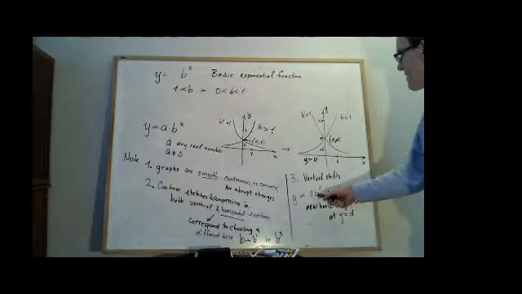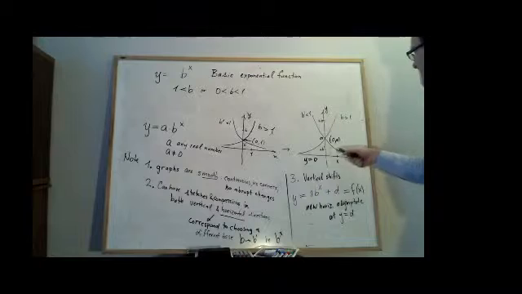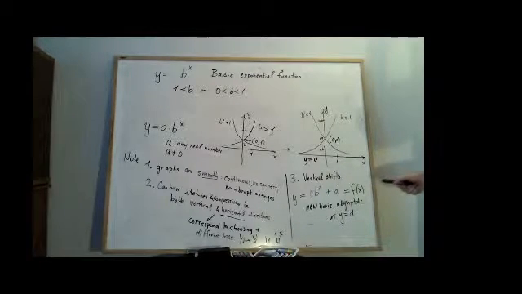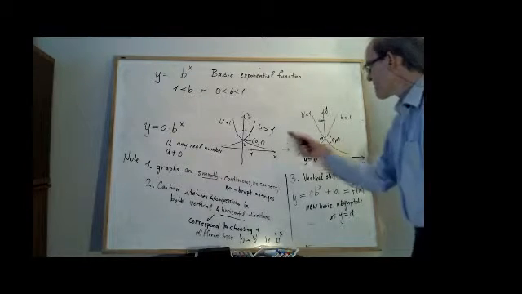Depending on whether b is greater than 1 or less than 1, that asymptote will be where the curve tends to for x going to plus infinity or x going to minus infinity.